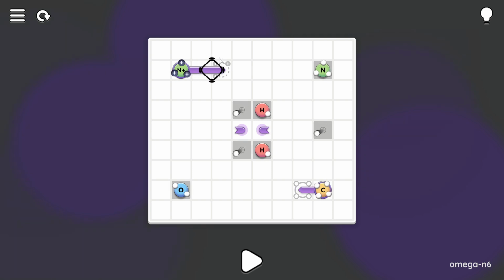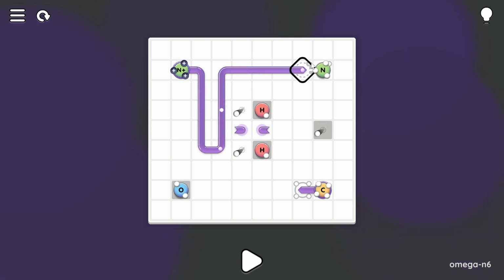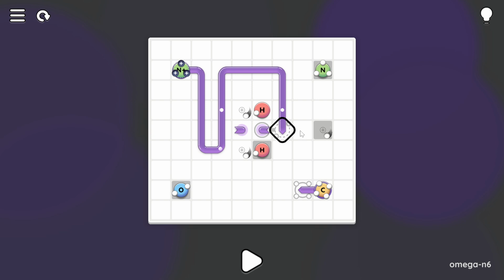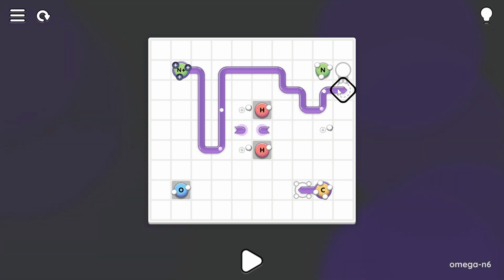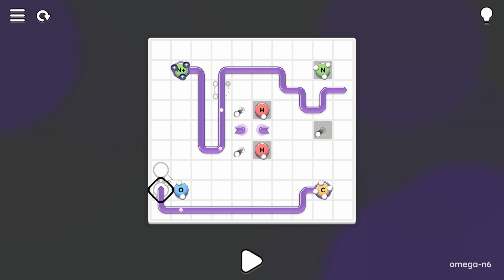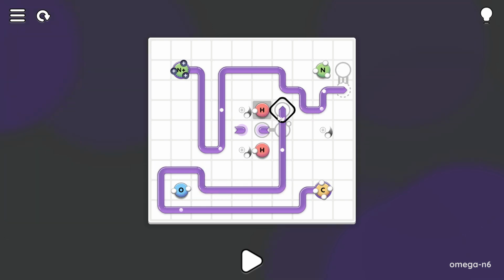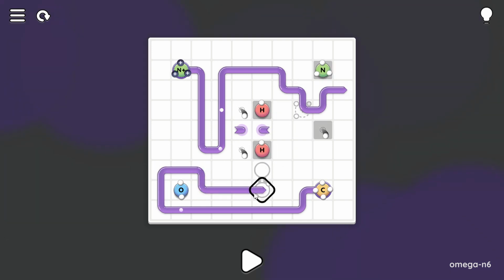Okay, this needs to collect all 3 electrons now. Afterwards, it could form nitrogen gas. So something like this. Something like this. Whoa, I don't want that. This. And then this could form the CHOH as promised. Something like that.